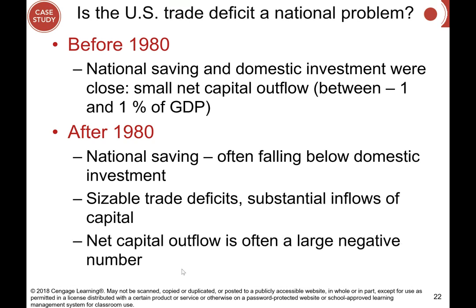Case study: is the US trade deficit a national problem? Before 1980, national saving and domestic investment were close. Small net capital outflow was between -1 and +1% of GDP. After 1980, national saving was often falling below domestic investment, there was a sizable trade deficit, and there were substantial inflows of capital. Net capital outflow is often a large negative number. NCO is less than zero, or negative.